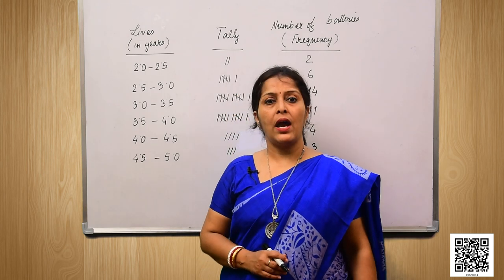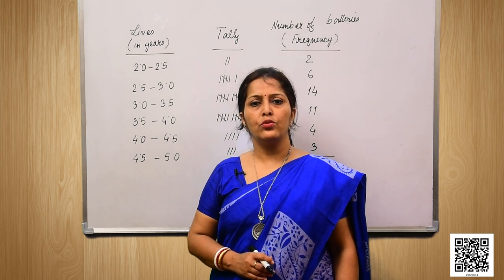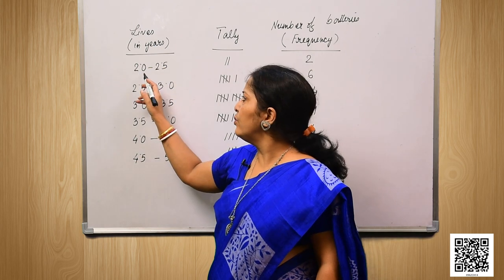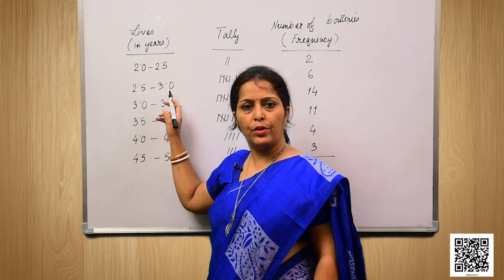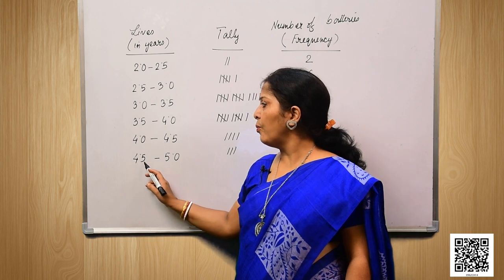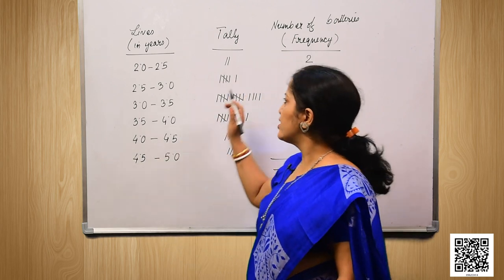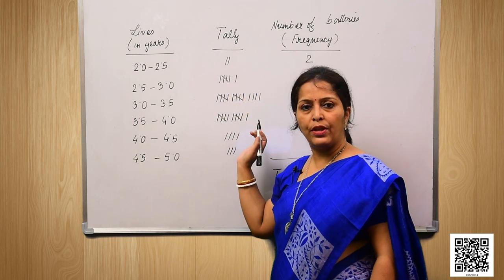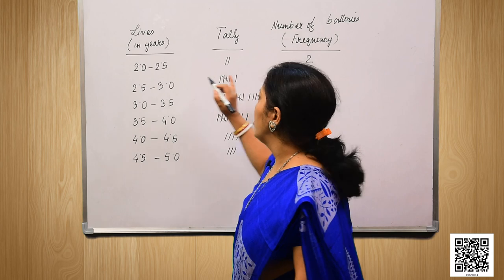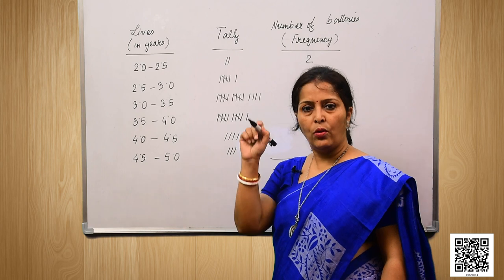Let us see. They have asked us to construct a grouped frequency distribution table with the interval 2 to 2.5. So the lives are as follows: 2.0 to 2.5, 2.5 to 3.0, 3.0 to 3.5 and so on. The last one, 4.5 to 5.0, to include all the numbers given to us. Next column is tally, then we have the frequency. Just check the points in between 2.0 to 2.5. We are having 2 such numbers, so the frequency is 2 and the tally is only 2 lines.